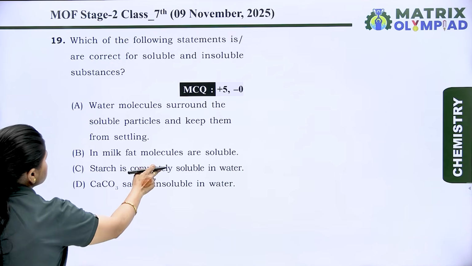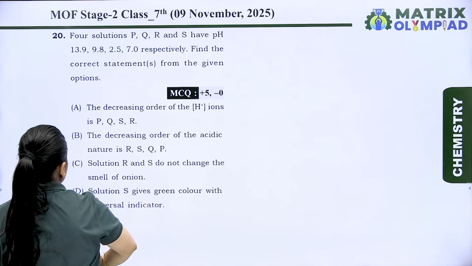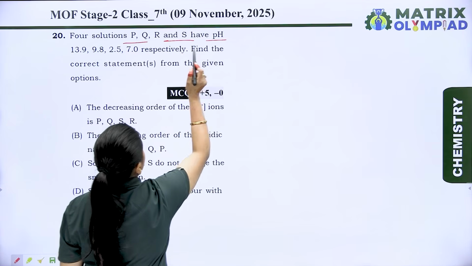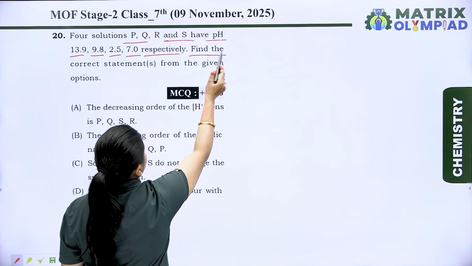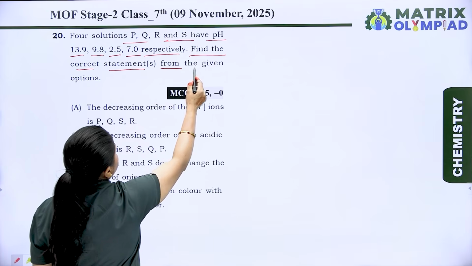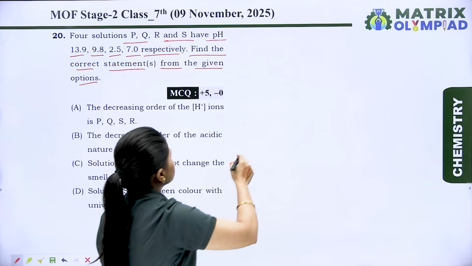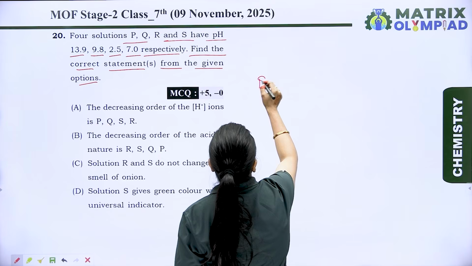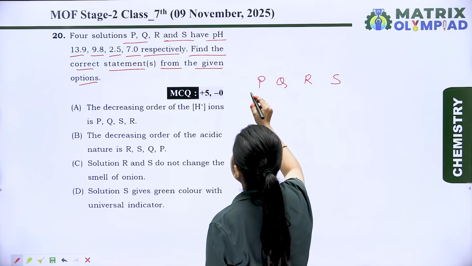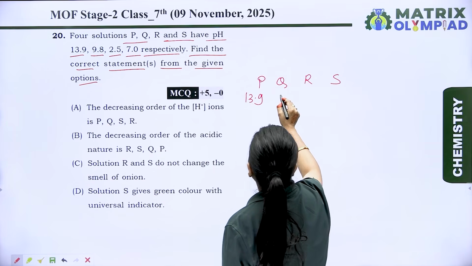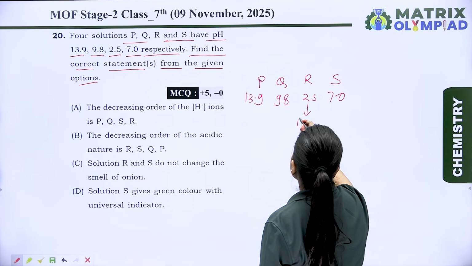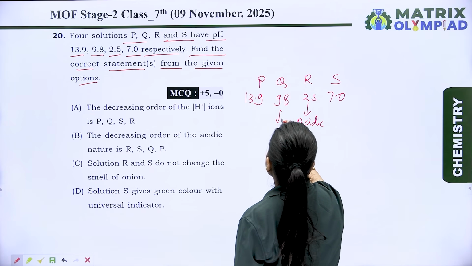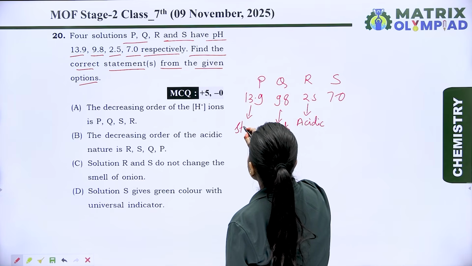Now the next question is, four solutions P, Q, R and S have pH 13.9, 9.8, 2.5, 7.0 respectively. Find the correct statement from the given options. Let's discuss the question. Here P, Q, R, S have pH 13.9, 9.8, 2.5 and 7.0. This is acidic. This is a weak base. This is a strong base.